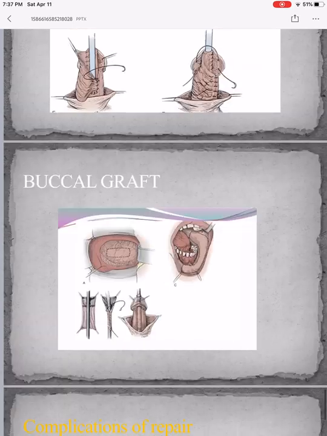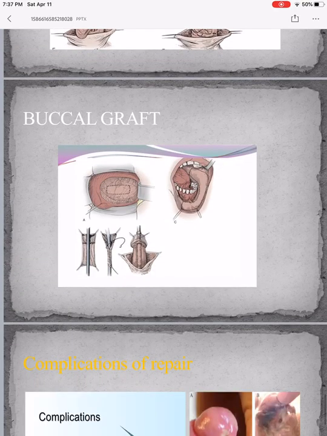Here the buccal graft is also an example of the management of hypospadias. A graft means transportation of a piece of tissue without its blood supply into another site. The re-establishment of the blood supply of the graft at the recipient site is called the process of take.